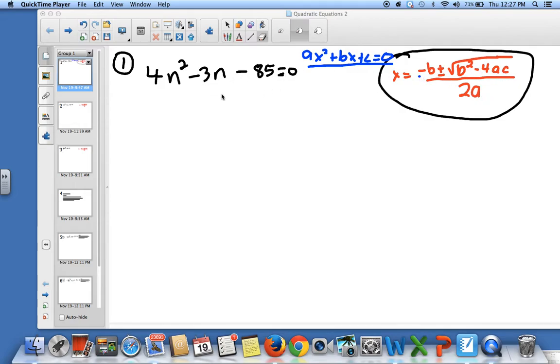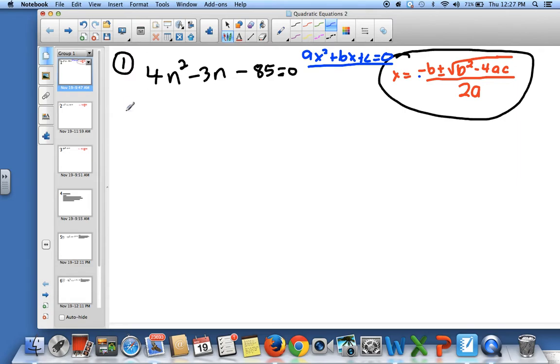So we're going to do that with this problem here. There are other ways, like completing the square, but it's a little bit easier here with these strange numbers to do the quadratic formula. To start with, a equals the number in front of the x squared, or in this case the n squared, 4. B equals negative 3, because that's what's here. And c equals negative 85.